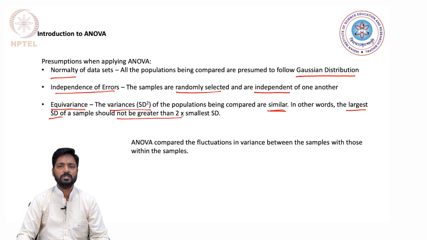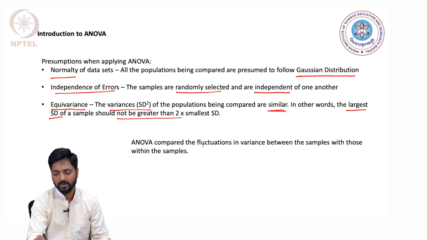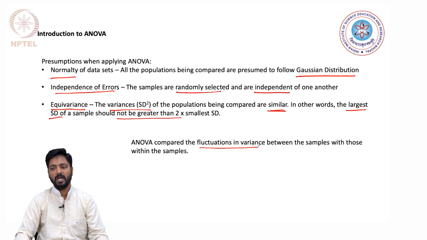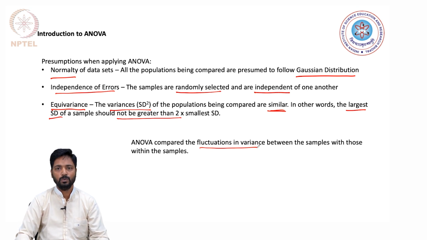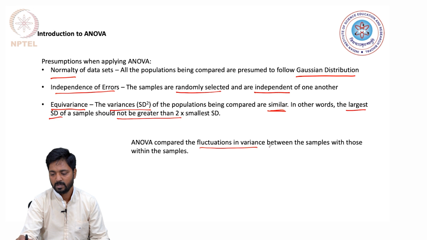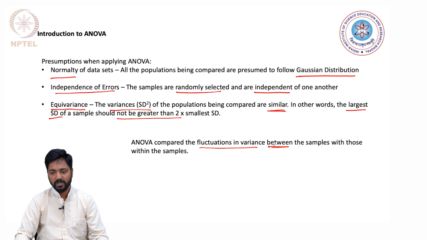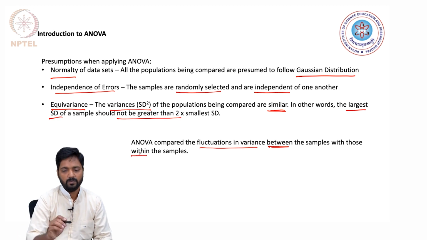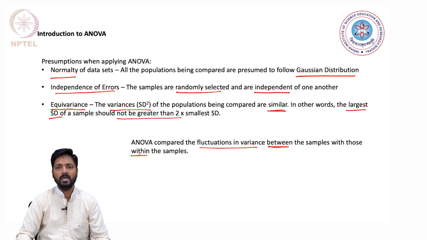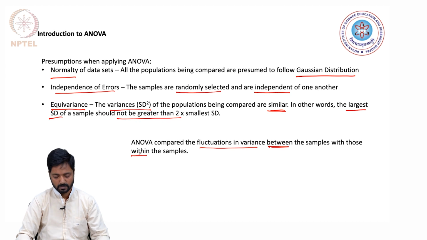So in a nutshell, in analysis of variance, what we attempt to do is to compare the fluctuations in variance between the samples with those within the samples. So comparison between with within. So we will see how this is done and what this yields us.